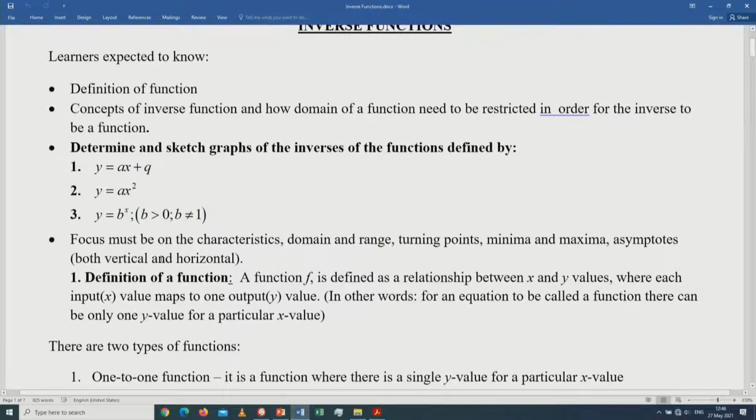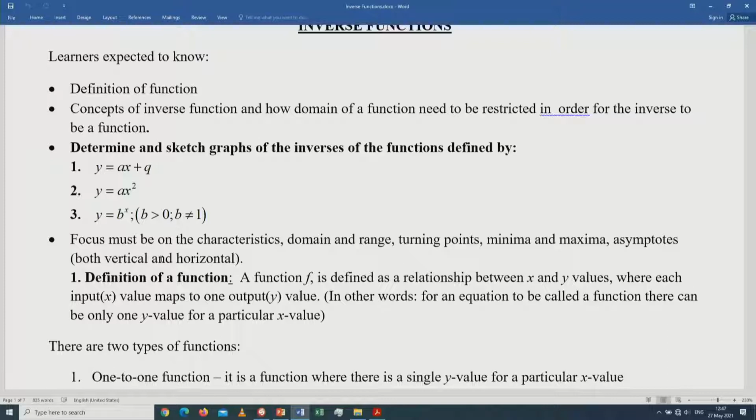As a grade 12 learner, as you are studying these inverse functions, you focus on the characteristics of the functions. Check the domain, check the range, the turning points, minima and maxima, asymptotes, both vertical and horizontal. Remember, some of our functions have vertical and horizontal asymptotes. So those are the concepts that you should focus on.